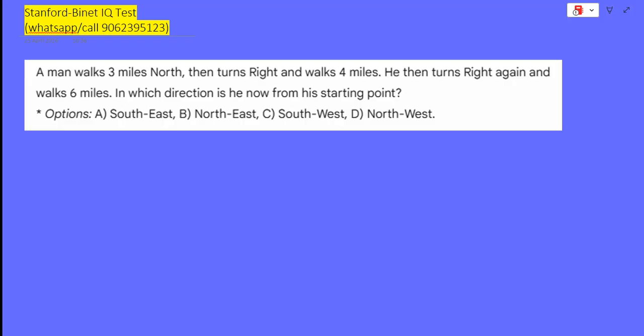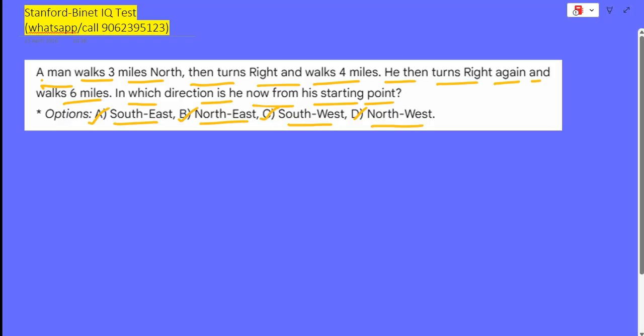Okay, so let's come to the question. A man walks 3 miles north, then turns right and walks 4 miles, and he then turns right again and walks 6 miles. In which direction is he now from the starting point? There are 4 options. Option A says southeast, B says northeast, C says southwest, and option D says northwest.